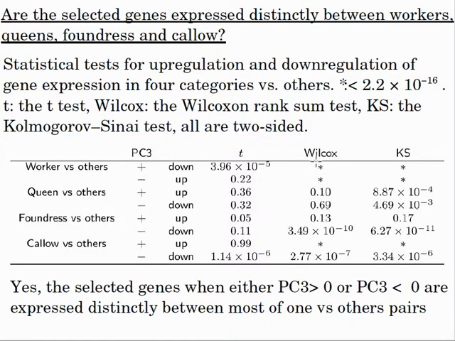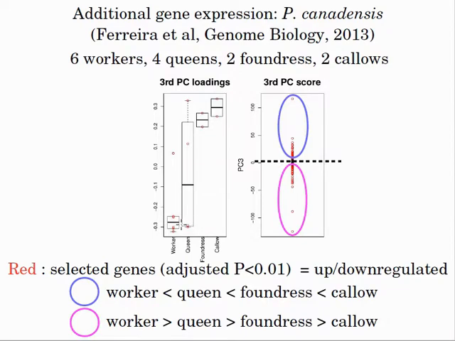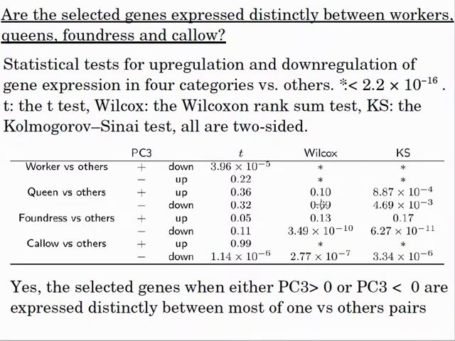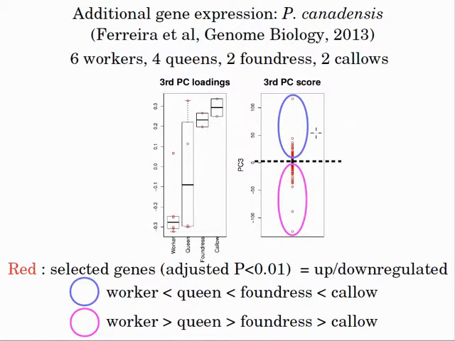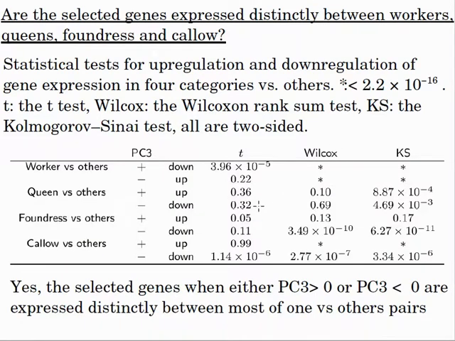As you can see, this asterisk means the p-value is very small, smaller than the numerical calculations can resolve. And as you can see, for most cases, at least one of the three statistical tests can identify distinction between these differences. Only for one expression, the distinction between queens and others, but still this test can detect it. And only for foundress versus others in this part, we cannot find distinction between the foundresses and others.